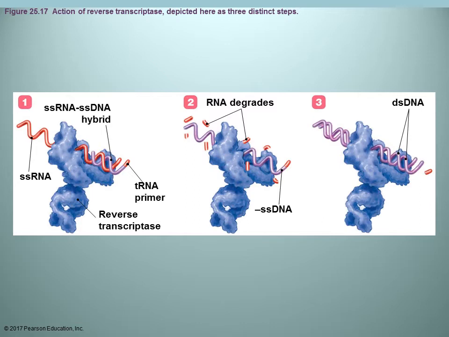So what does that do now? Well, now you have a single-stranded DNA, so you're going to use that as a template to make a complementary copy. So you make the other strand, so now you have double-stranded DNA.